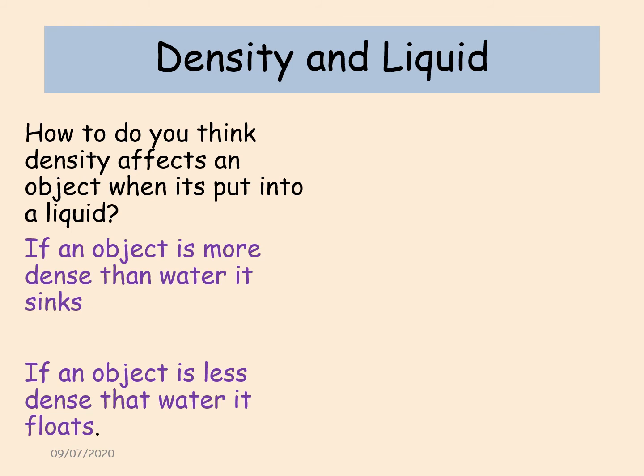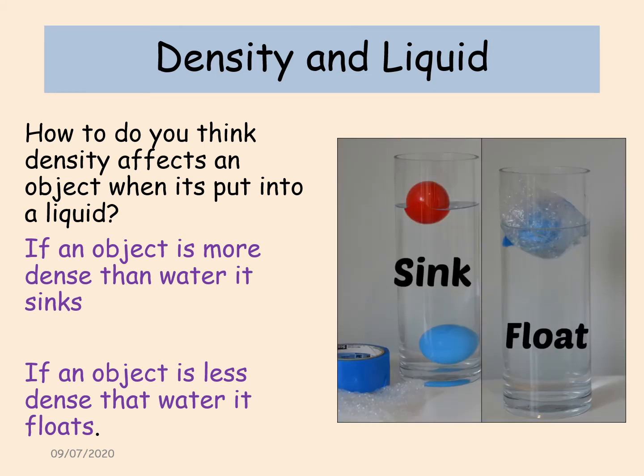How do you think density affects an object when it's put into a liquid? So this comes to floating and sinking. If an object is more dense than water, it sinks. If an object is less dense than water, it floats. I'm sure you can think of examples of each of those. In the pictures here, we can see that the blue egg in the first picture is more dense than water, so it's sunk. But in the second picture, it's been coated in bubble wrap and therefore is less dense than water and floats.